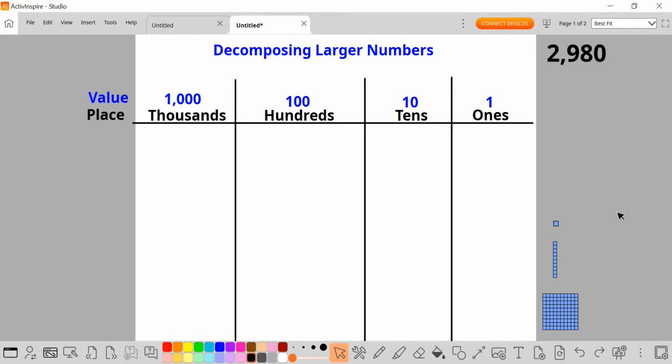Hey there, this is Mrs. Estelle again. We're going to work on decomposing larger numbers, and we are going to focus on the number 2,980.